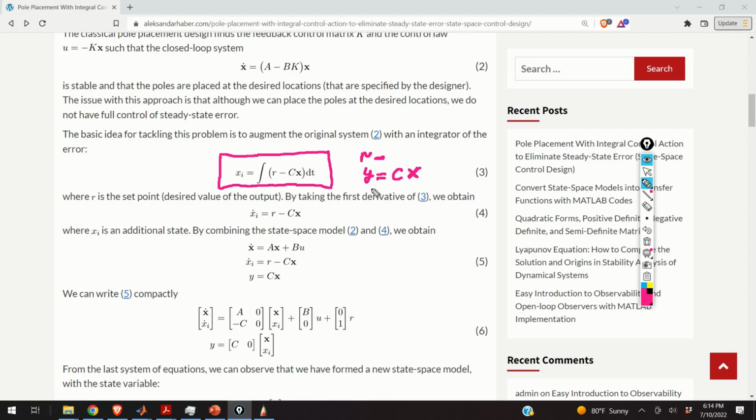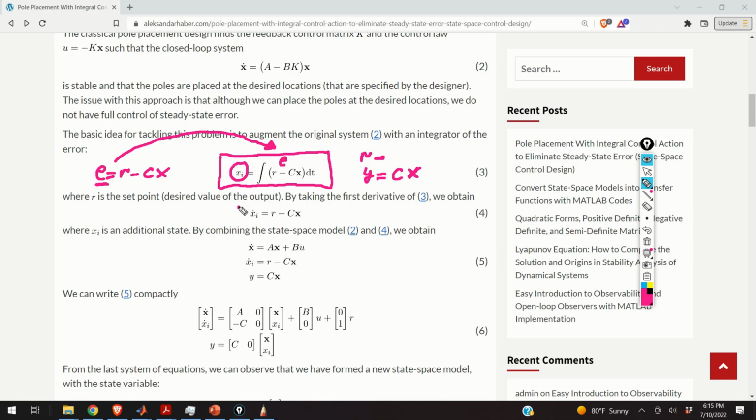And this is the output of the system. The output of the system is the variable that we usually observe or measure. And what do we do over here? We are basically defining a variable xi that is an integral of our error. So this is our tracking error. You can basically write r minus cx and assign this value to a new variable e, and this is our tracking error. So this is an integral control action. However, we will see this integral control action as the state of the system, and that's the novelty.